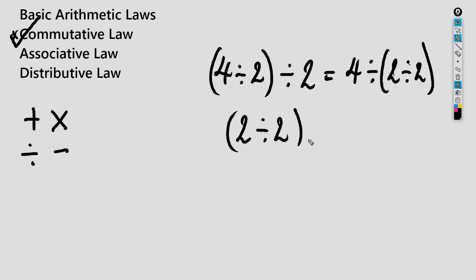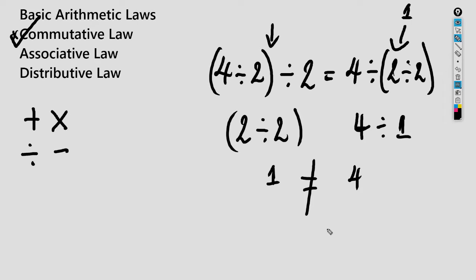Then you're going to end up with 1, right? For the left hand side, which is this one. For that equation, you're going to end up with 1. Then for this, in this case, we're going to have to do it in the brackets first, which is 2 divided by 2, which would give you 1. And then 4 divided by 1 is equal to 4, right? So these are not the same, right?